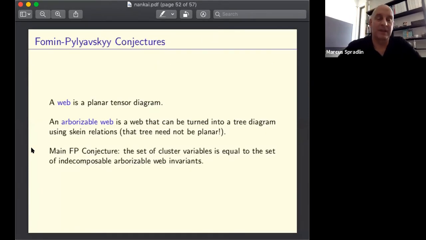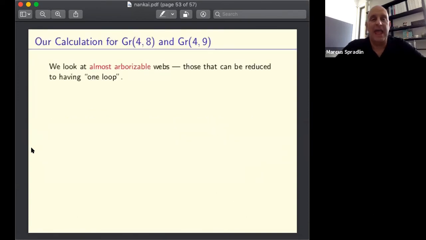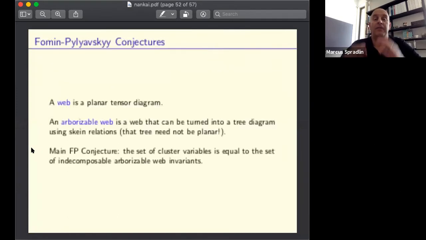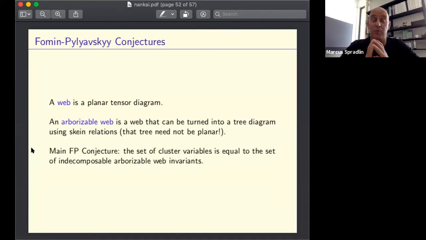Now, I'm skipping here the main point of our construction, which occupies the bulk of the paper, but we have an algorithm for assigning a tensor diagram to each facet of our polytope. And the tensor diagrams that are webs are arborizable, those correspond to cluster variables in the same sense that I've already described previously.